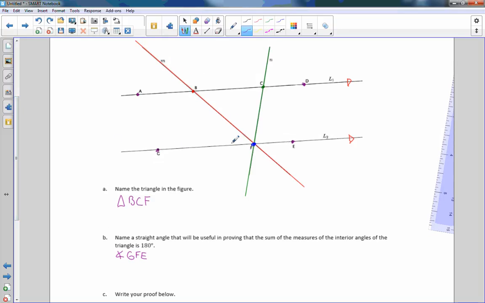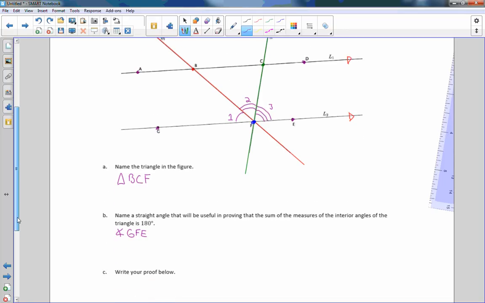Okay, so I know that angle GFB has some measure, and I'm just going to use one arc to identify that angle. And I know that angle BFC is this angle here, and angle CFE is this angle here. These three angles make this straight line, and we know that straight angles add up to 180 degrees. So if I just name this angle 1, this angle 2, and this angle 3, then I can write my proof below here.